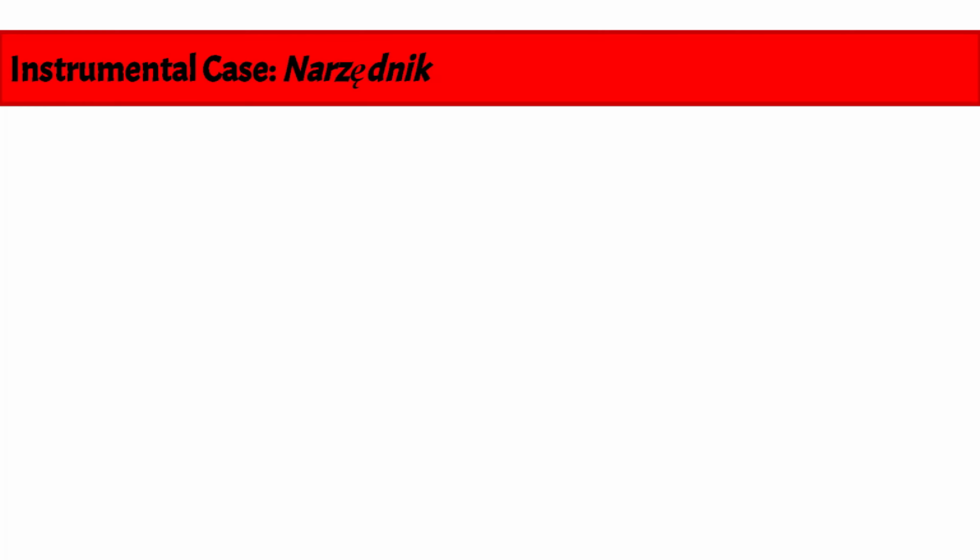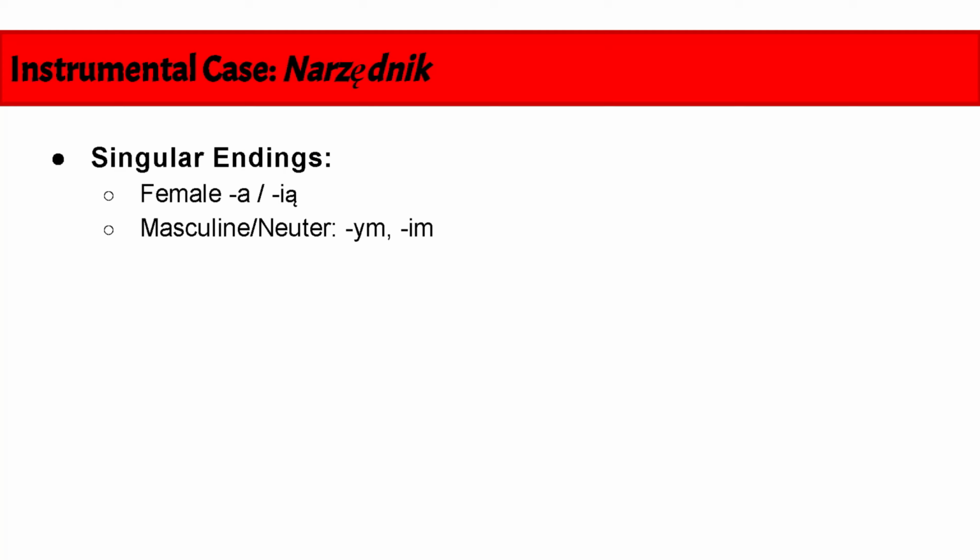And on to the next case, we have narzędnik, or the instrumental case. Now let's look at the endings for the adjective that would apply. For singular endings in the feminine, it is the exact same thing, ą or o. In the masculine or neuter, it changes to ym or im. So let's look at some examples.